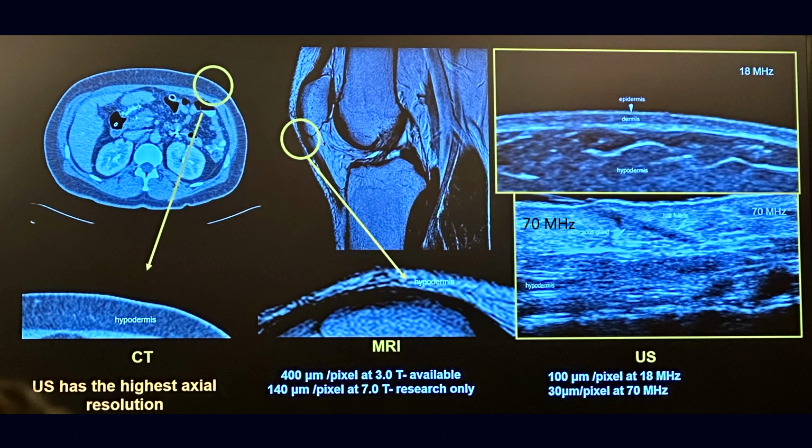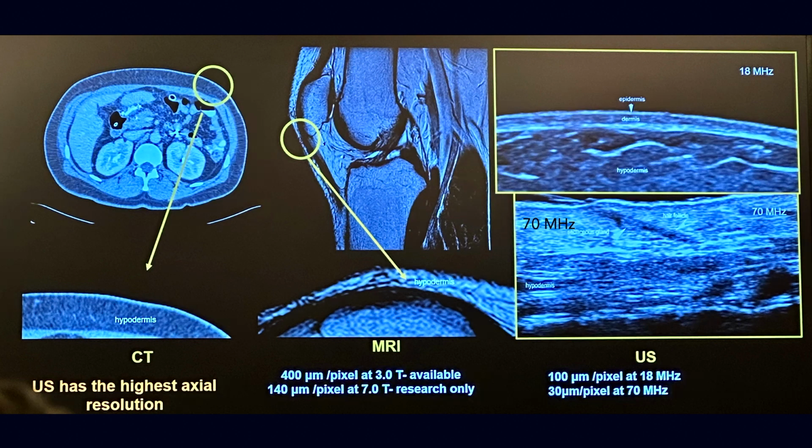So let's look at the different methods we can use to look at structures below the surface of the skin. We've got the CT scan, or computerized tomography. We've got the MRI, or magnetic resonance imaging, and we have the ultrasound. Now, the ultrasound has the highest axial resolution of all three.